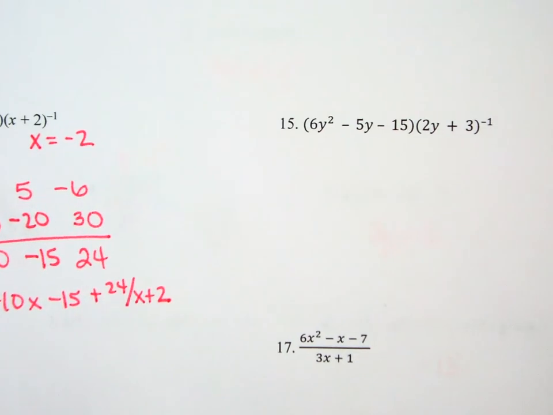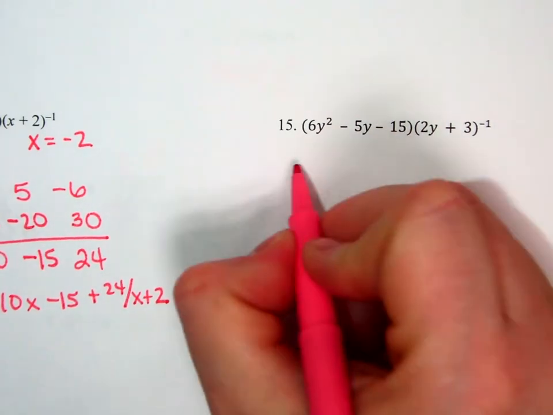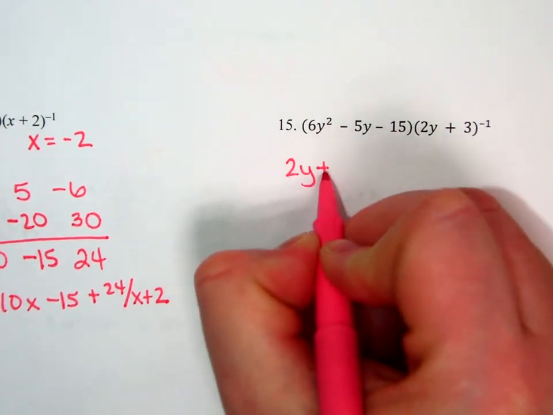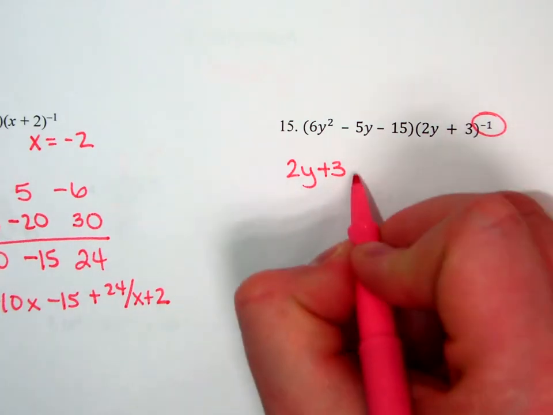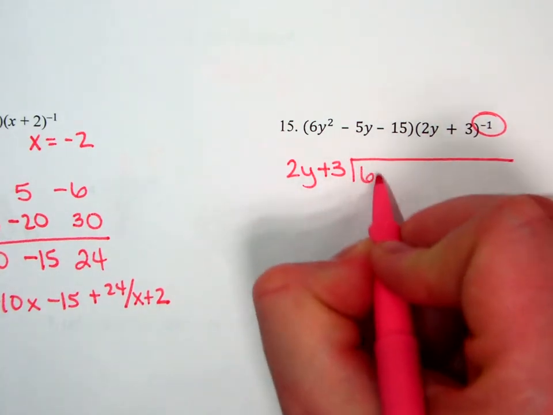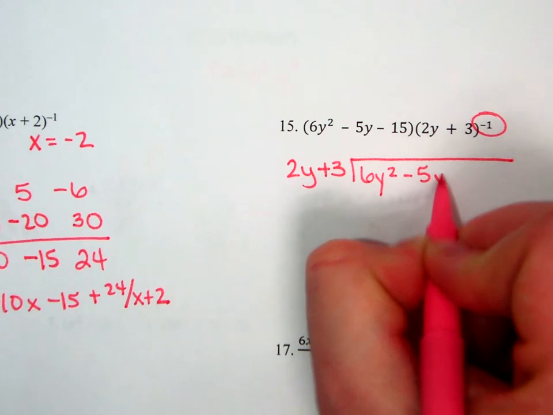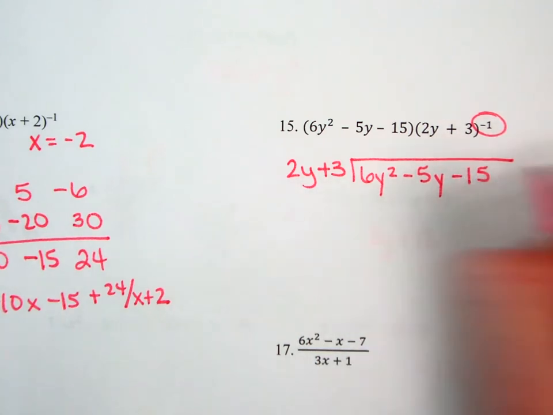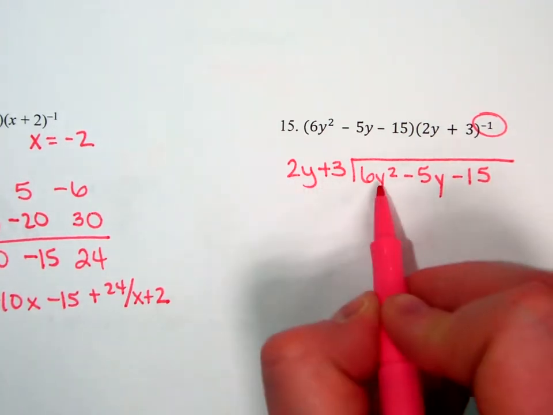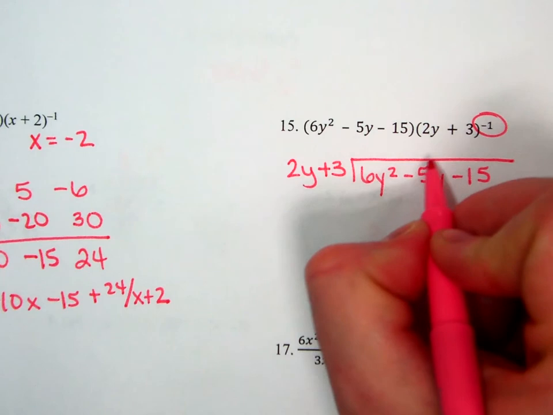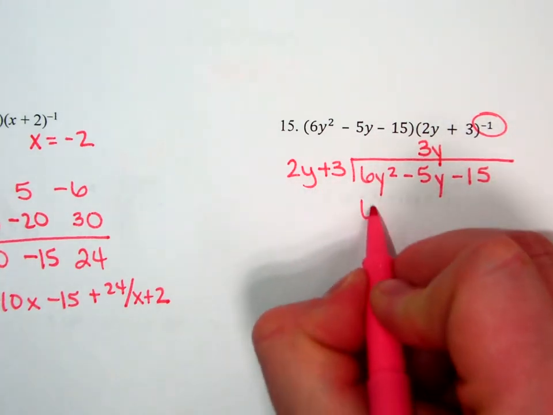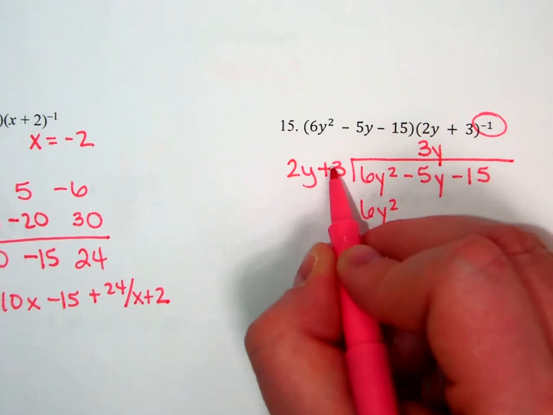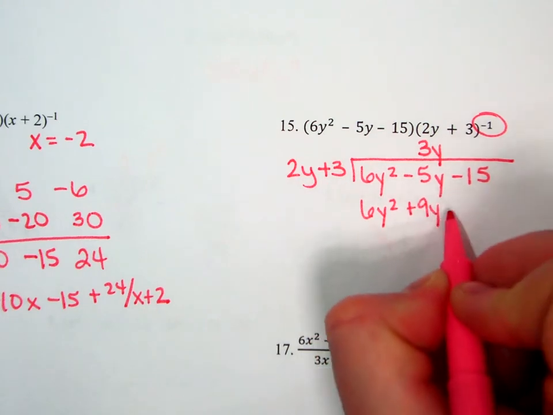Number 15, longhand division. 2y plus 3 is the divisor, into 6y squared minus 5y minus 15. What times 2y gets me 6y squared? 3y. You take 3y times 2y, you get 6y squared. You take 3y times 3, plus 9y.